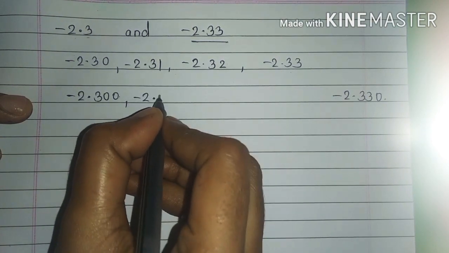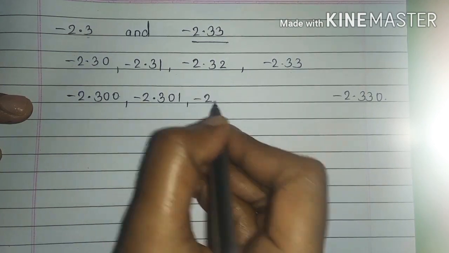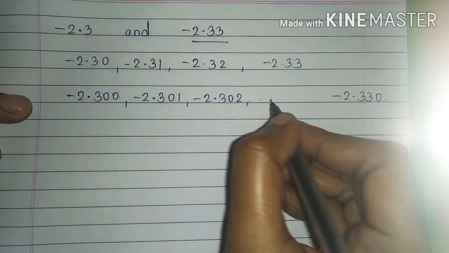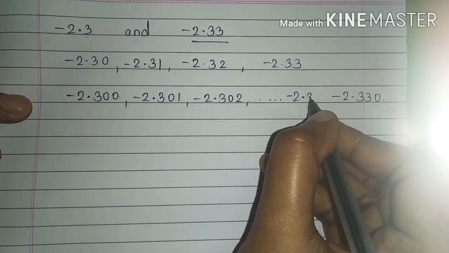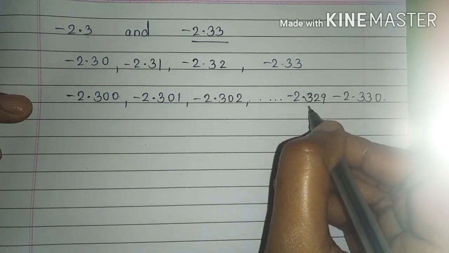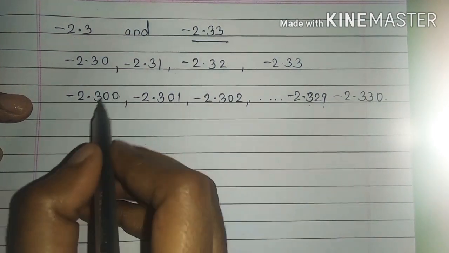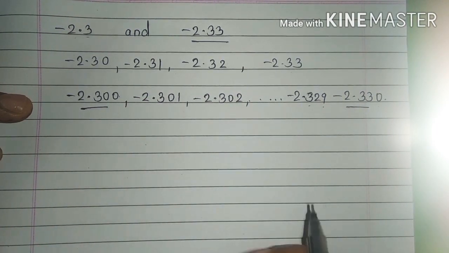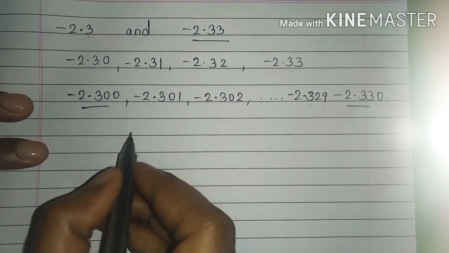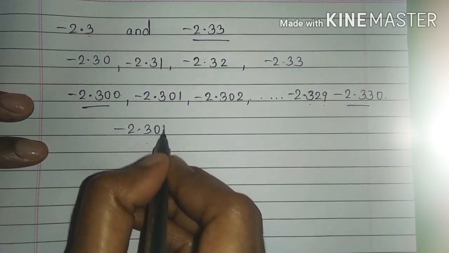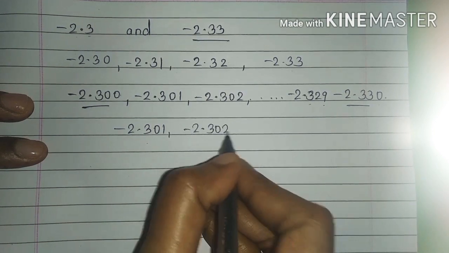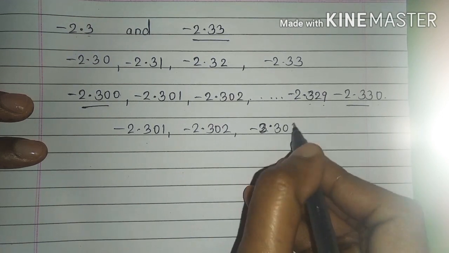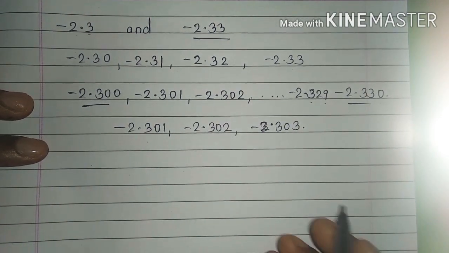Okay. So now between these two numbers, after minus 2.300, it will be minus 2.301 and then minus 2.302, 303, 304, and so on, until we get minus 2.329, and after 329 it will be 330. That means between these two numbers there are so many rational numbers you can write. So you can write any of these three. For example, minus 2.301, minus 2.302 and minus 2.303. So you can write any three numbers among these.